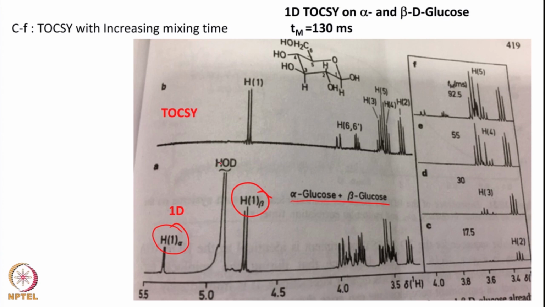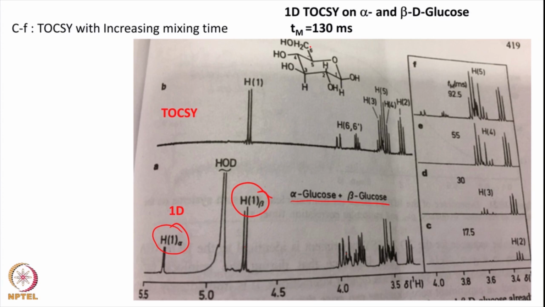Now we did a TOCSY, total correlation spectroscopy, so all those that are directly coupled will come. If you notice here, this peak is not coming because it is from a different conformer. All those have come, 6 prime, 3, 5, 4, 2. So here 1, 2, 3, 4, 5, 6, all protons have come. Now we have a complete spectrum.